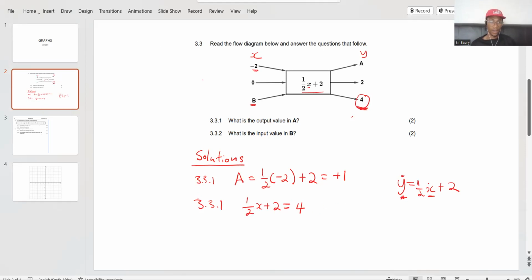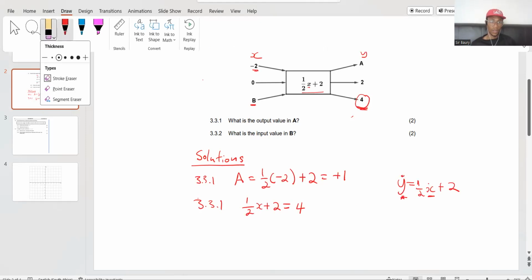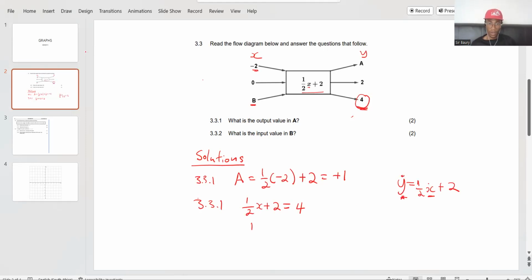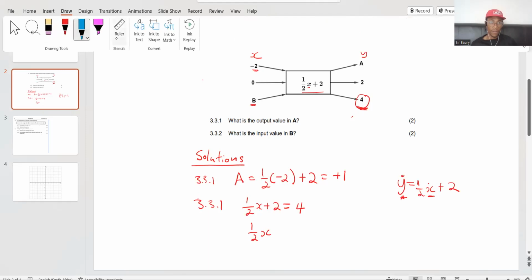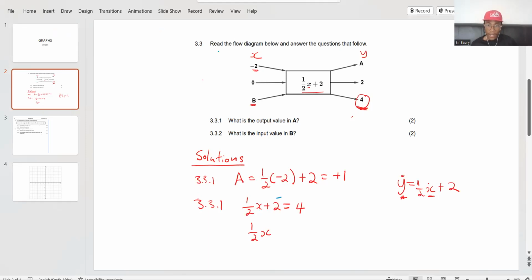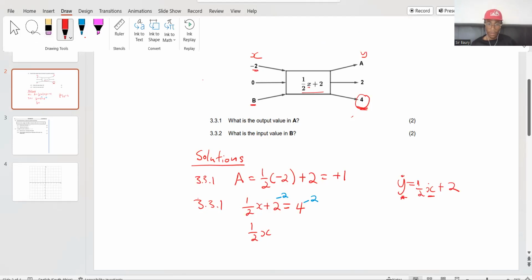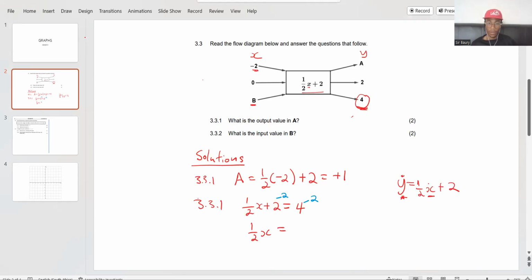Now, getting to the solution, I have 1/2x plus 2 being equal to 4. This is what I do. For me to solve for X, I need to subtract 2 from both sides, right? So I want to eliminate that 2. So I'm going to have 1/2x being equal to 2.